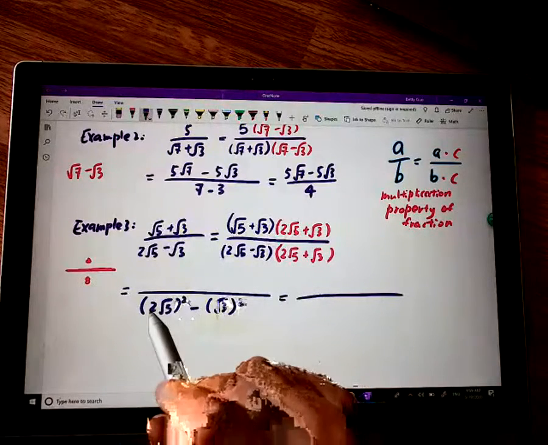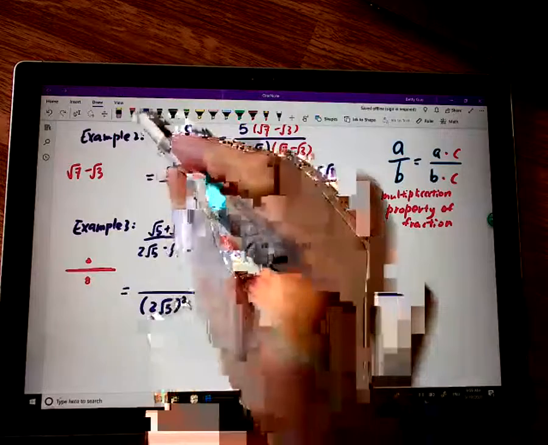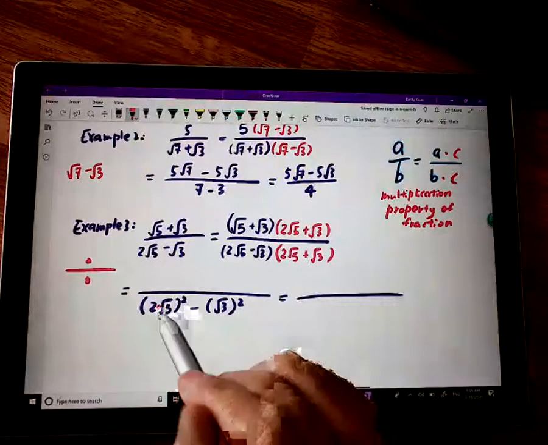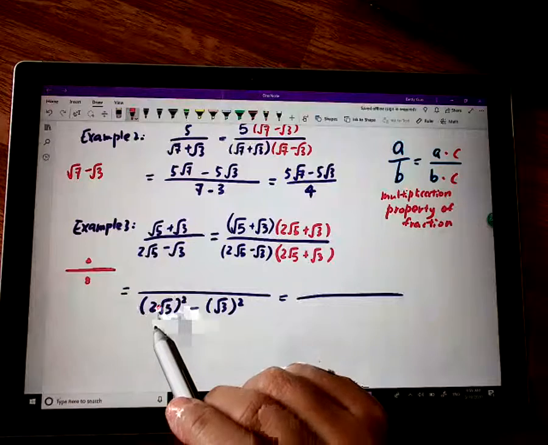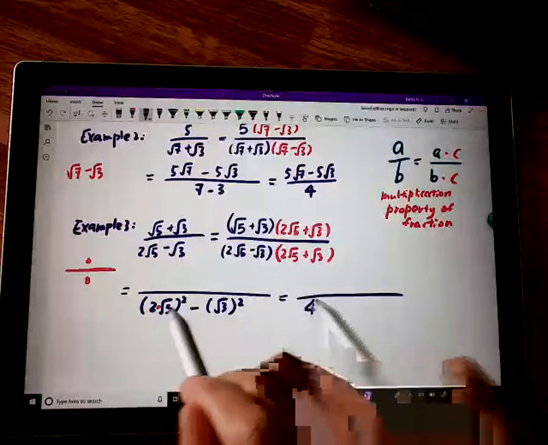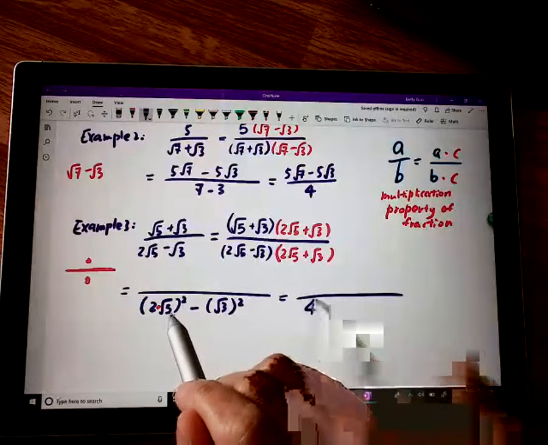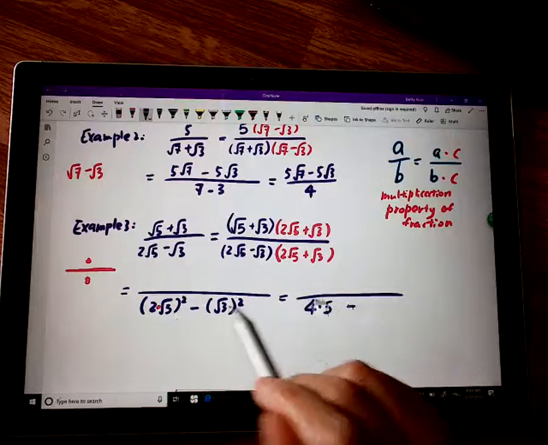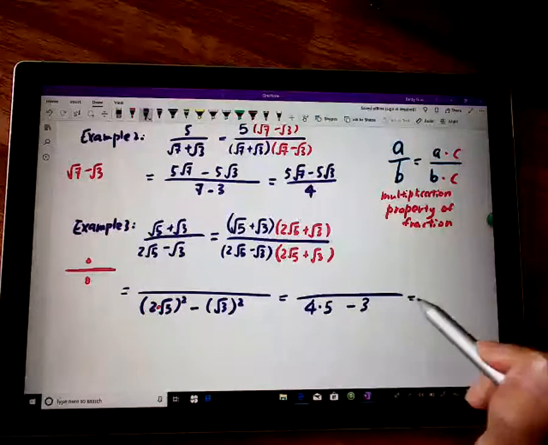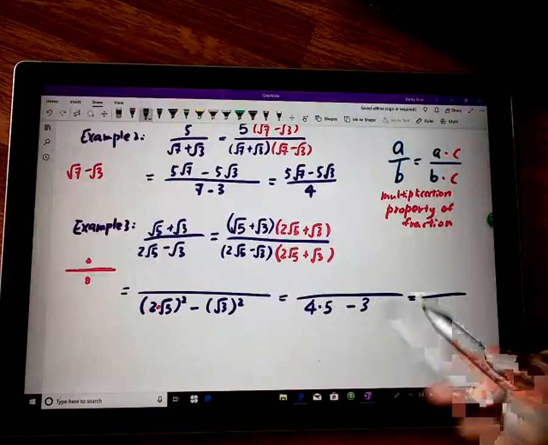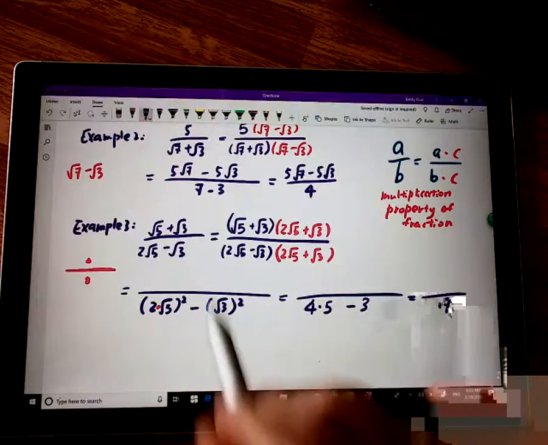And what is the square of 2? So we're going to apply the power of a product formula here. Remember, the power of a product formula is from chapter 5 of Algebra 1. Square of 2 is 4. Square of root 5, which is root 5 times root 5, that is 5. Minus root 3 times root 3, which is 3. So the denominator ends up with 4 times 5, 20, minus 3, which is 17.